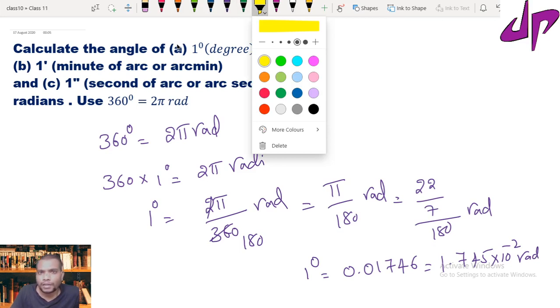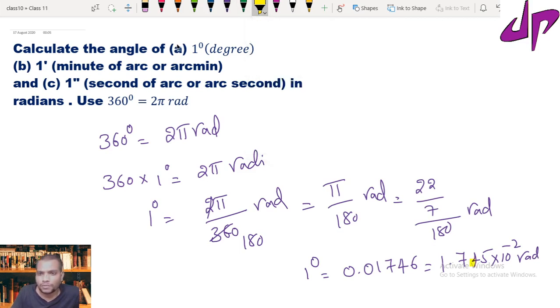So this I rounded off; if we round off the rest of the values, it becomes 1.745 times 10 power minus 2. This is the scientific notation. Therefore I can write my answer: 1 degree equals 1.745 times 10 power minus 2 radians.